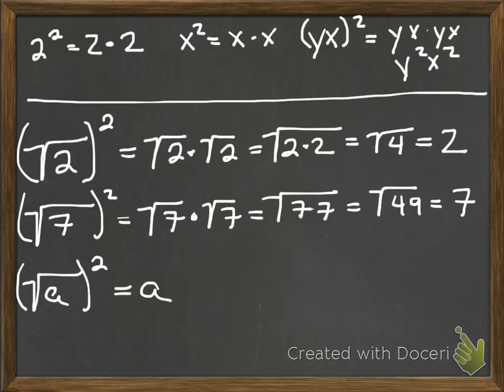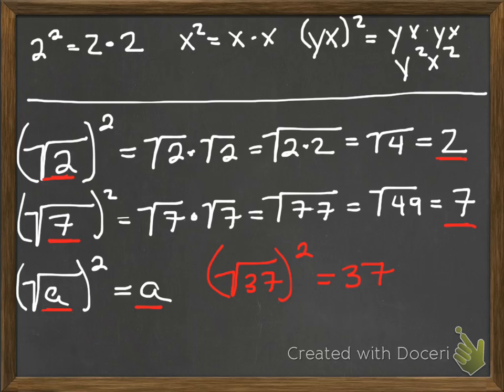We started here with 2, and we ended up with 2 over here. We had the square root of 7 squared, our answer was 7. And then here, the square root of a squared, and our answer was a. So that just basically means that any number under the radical squared, you're just basically pulling it out of the radical. So if we did the square root of 37 squared, it would just be equal to 37. Okay, it's just something that you'll have to learn and practice with.